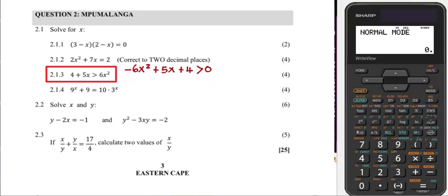So when we change the sign, we now have positive 6x squared minus the 5x and then minus the 4, then it's going to be less than 0. There we go. Now we need to factorize. When I look at the marks, it's 4 marks. It looks like we don't need the quadratic formula, so we can actually factorize that equation.